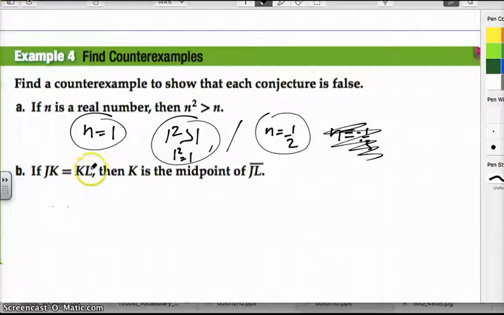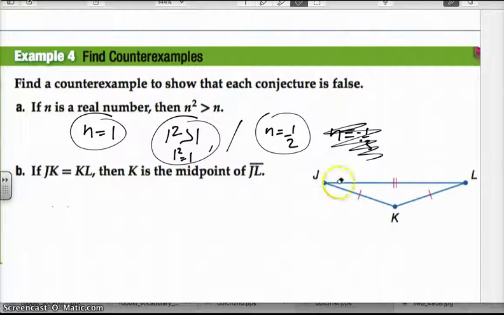If JK is equal to KL, we're looking at part B, then K is the midpoint of JL. So if you have two segments where JK and KL are equivalent, then K is the midpoint of this segment JL. They did a really good example, so I'm just going to reveal it. This is a counterexample: J, K, and L may not be collinear. So if JK here is equal to KL, notice that K is not the midpoint of JL. Hopefully that made a little bit of sense.